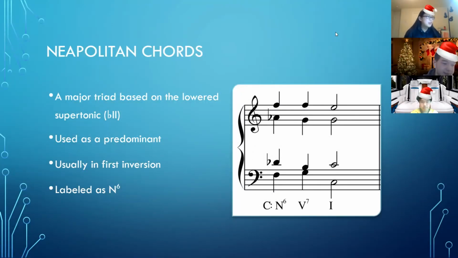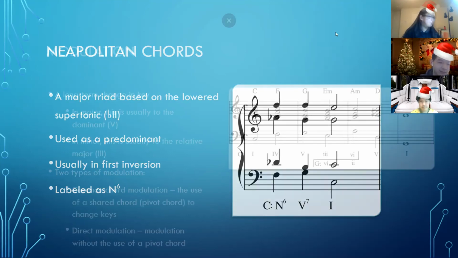Neapolitan chords are major triads based on the lowered supertonic. It can be used as a predominant, substituting for the 4 or the 2 as they share common tones. It's usually in first inversion, as this is closer to the 4 in root position, and the first inversion Neapolitan chord is labeled as N6. An example of a Neapolitan six chord being used as a predominant can be found in the opening measures of Chopin's Ballade No. 1. Amazing piece. We will link it down below.